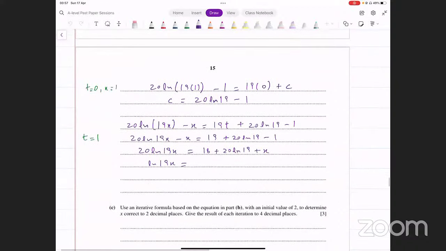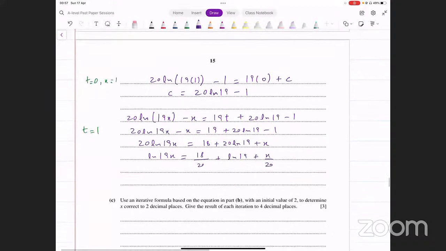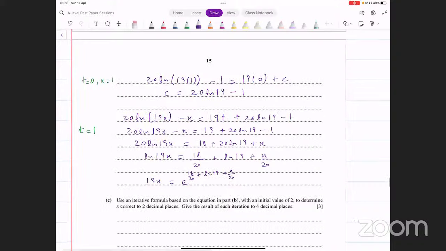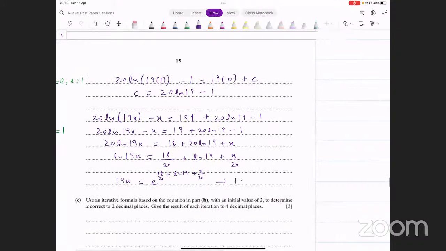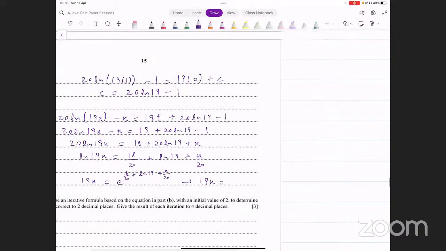Anyway, let's actually divide by 20 there. If we divide by 20, we have 18 over 20 plus ln 19 plus x over 20. Now what will come? This goes into the power of e: 18 over 20 plus ln 19 plus x over 20. Now if we break it, it becomes 19x equals e power 18 over 20 into e power ln 19 into e power x over 20.